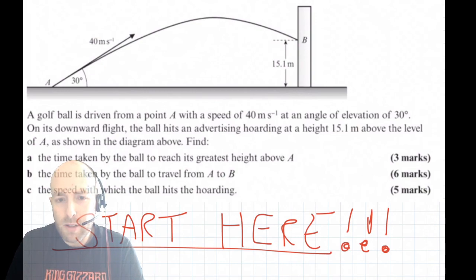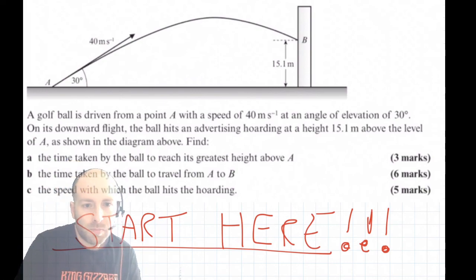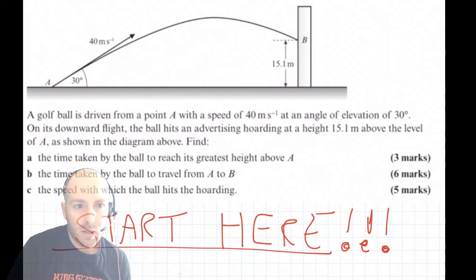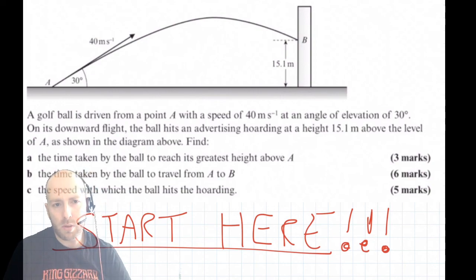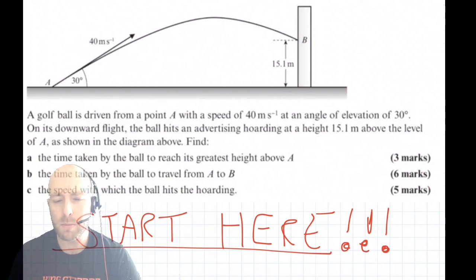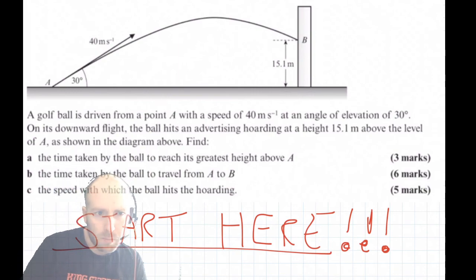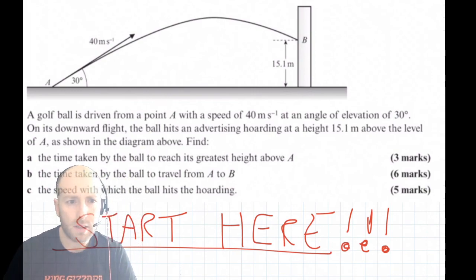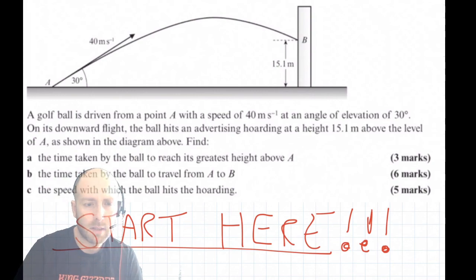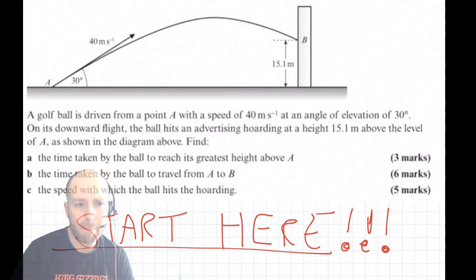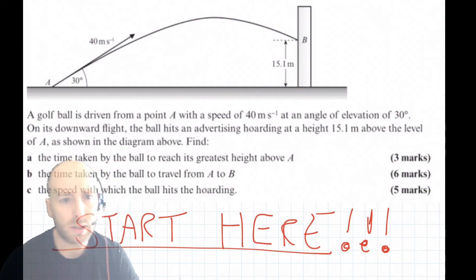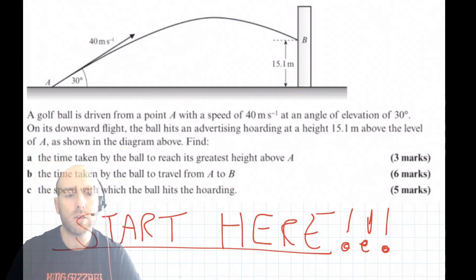All right. Anyone got any questions about this one? So golf ball, hit up there. Advertising hoarding. Did we do this one in class? We might have done. It's worth revising though. So it goes to a height of 15.1. Find the time taken by the ball to reach its greatest height A, the time taken to travel from A to B, and the speed at which the ball hits the hoarding. Cool. It's not too difficult. Just a few different bits.